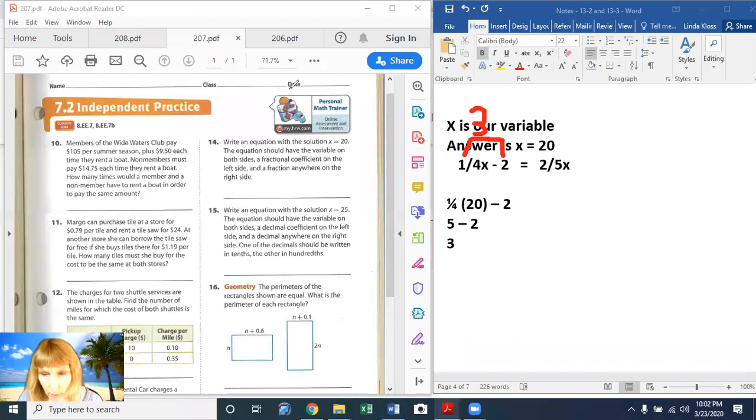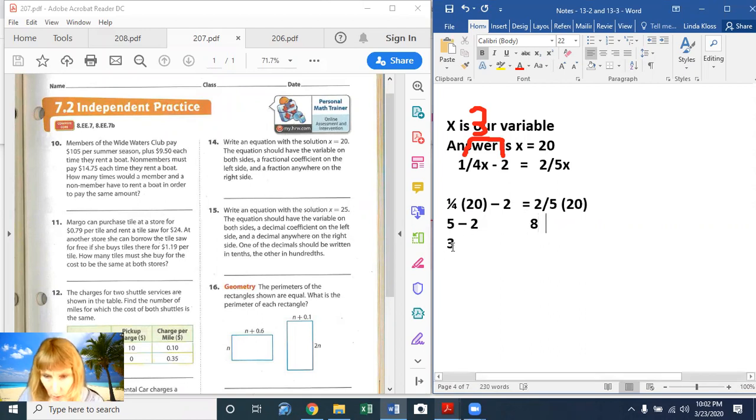So that means my right side over here also has to equal 3. So we have 2/5 times 20. So what is 2/5 times 20? Well, 2/5 times 20 is 2 times 20, 40, divided by 5. 40 divided by 5 is 8.